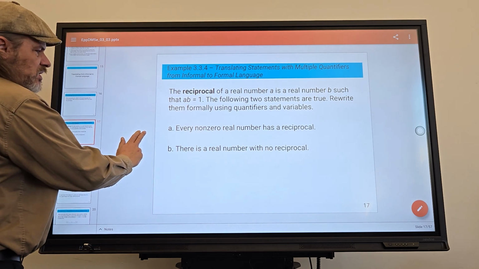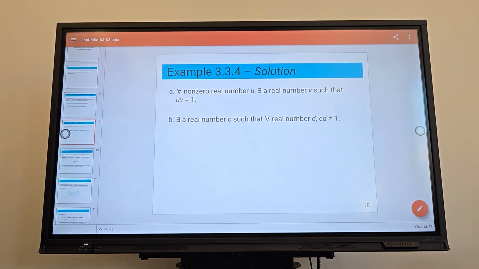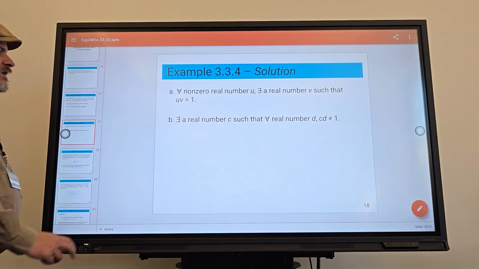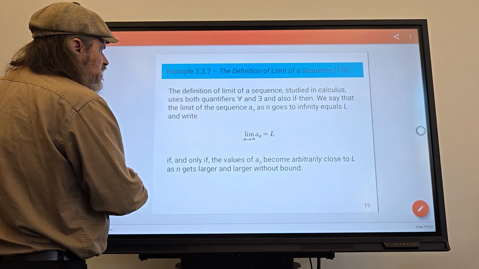So for every non-zero real number U, there exists a real number V such that U times V equals 1, which is true. And there also exists a real number c such that for all real numbers d, c times d does not equal 1. That real number c would be, of course, 0.